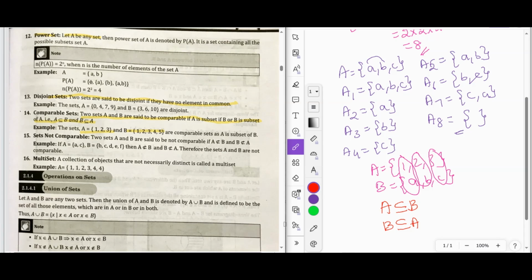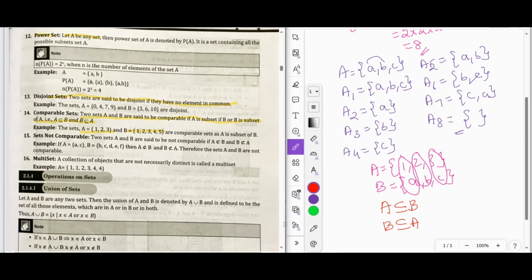So then A is a subset of or equal to B, and B is equal to A. It is not a subset but it is equal to A. We have all the elements which are present. Therefore, when it satisfies these two conditions, it is called a comparable set.